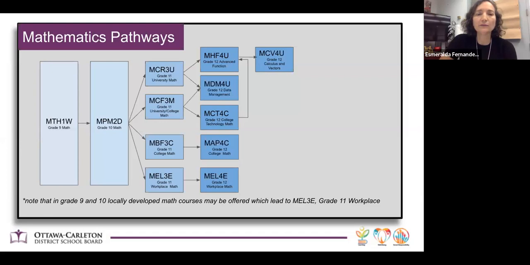And then the 3C goes into 4C, that's a college level course. And then the 3E and the 4E are the workplace math courses that will still allow students to obtain the minimum of 3 math courses they need to graduate.